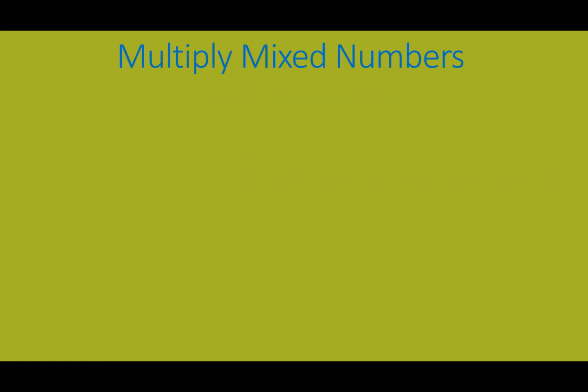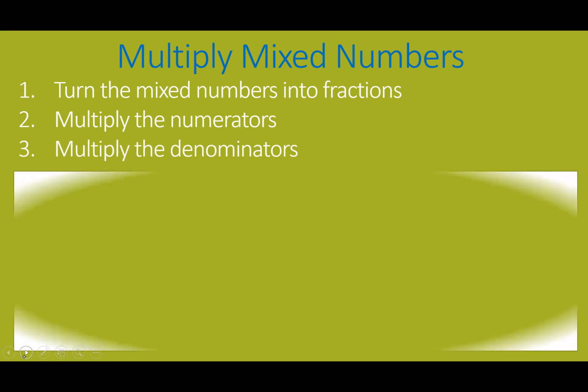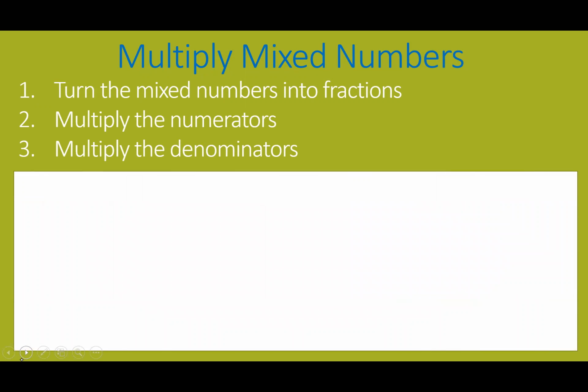All right, now we're going to multiply mixed numbers. We're going to turn both of those mixed numbers into fractions, multiply the numerators, multiply the denominators. Let's do a couple of these practice problems. So I've got a mixed number of 1 1/2, and I'm going to multiply it by 3 1/4. Step 1, turn the mixed numbers into fractions.